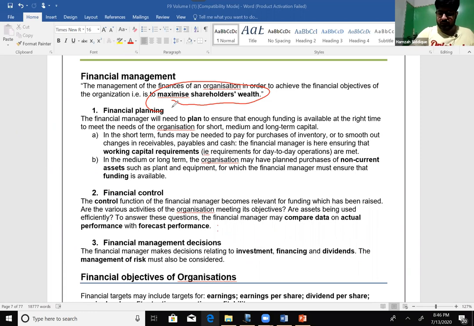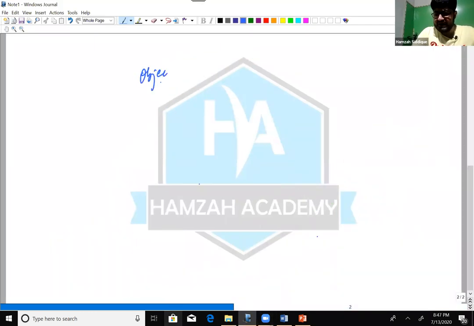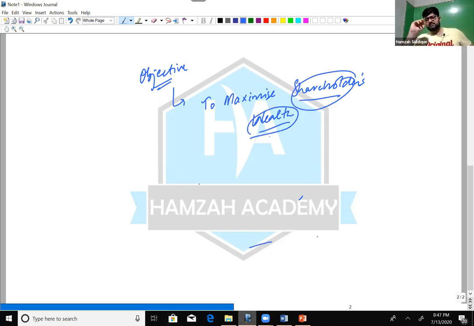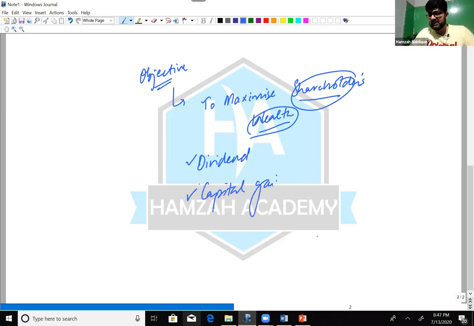So let us talk about it. We said that the objective of financial management is to maximize shareholder wealth. When we talk about shareholders' wealth, what is the meaning of it? Shareholders' wealth is increased in two ways. Number one, give them dividends: when you pay them dividends, their wealth will increase. Second is capital gain. What is capital gain? That is basically an increase in share price.